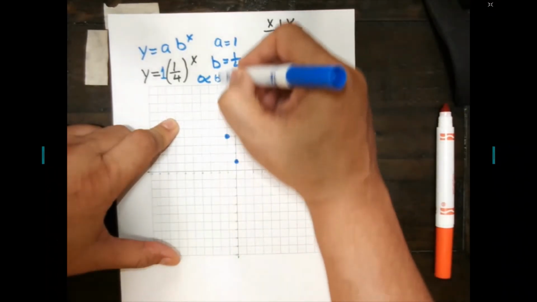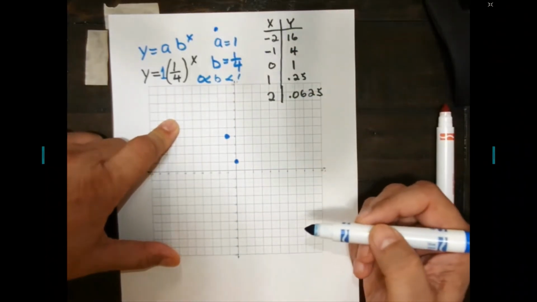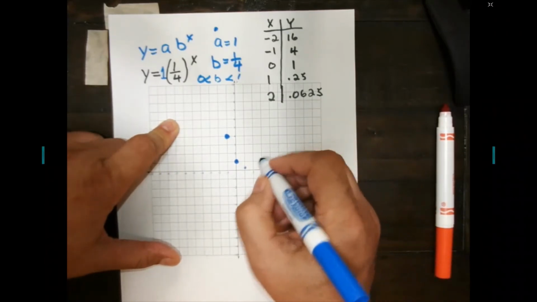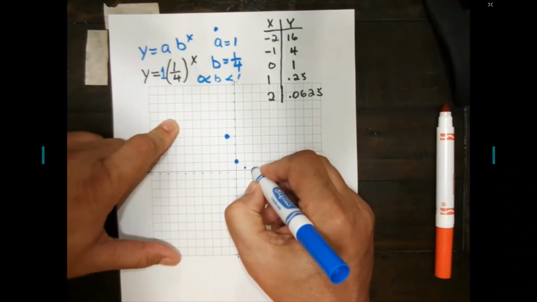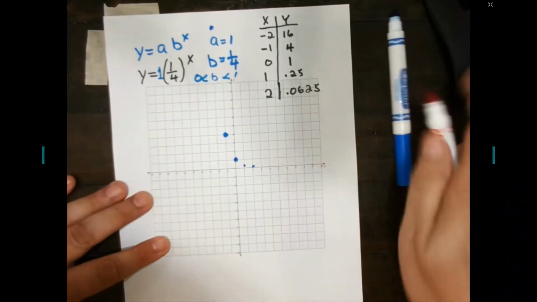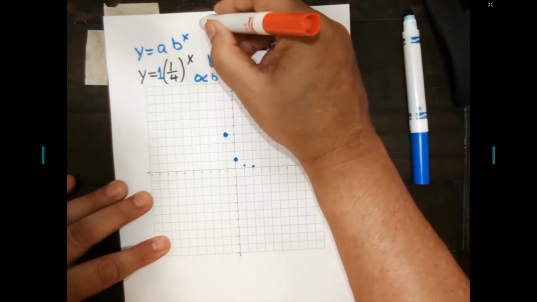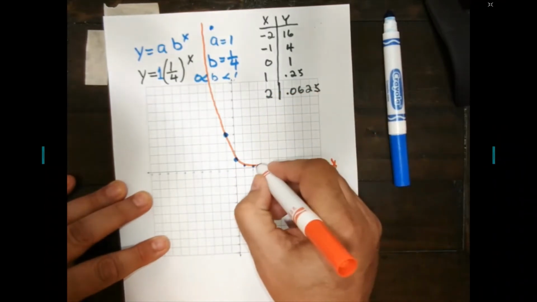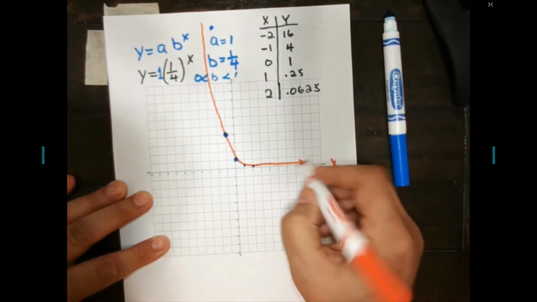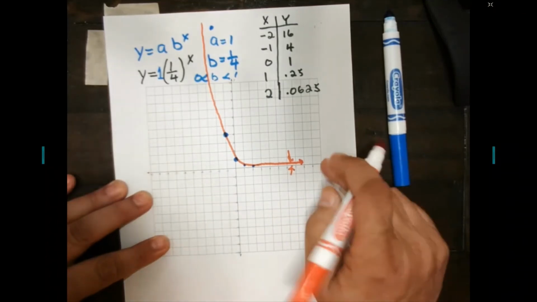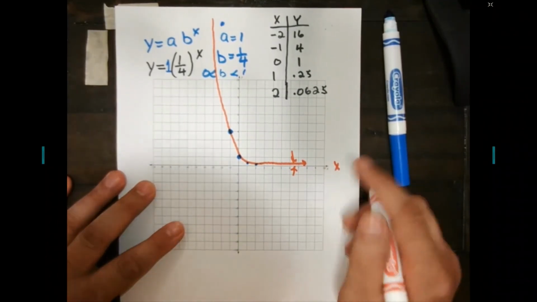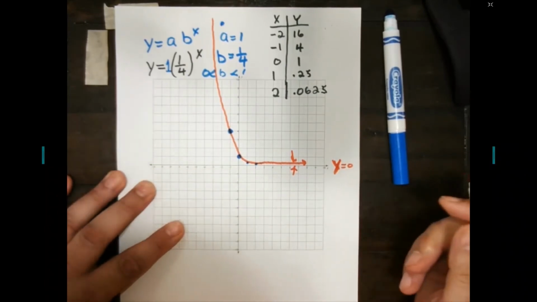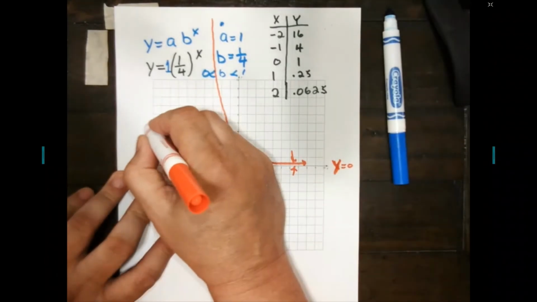At -1, I have 4. At -2, I have 16. So that's way up here. At 1, I have 1/4. And at 2, I have 0.065. That's getting close right there. That's getting closer and closer to my x-axis. And so this thing plots. It comes from way up here. And then it turns. It's decreasing. And it gets closer and closer to the x-axis, the asymptote here, but it never touches that asymptote, which is the x-axis at y equals 0. So this function is decreasing.